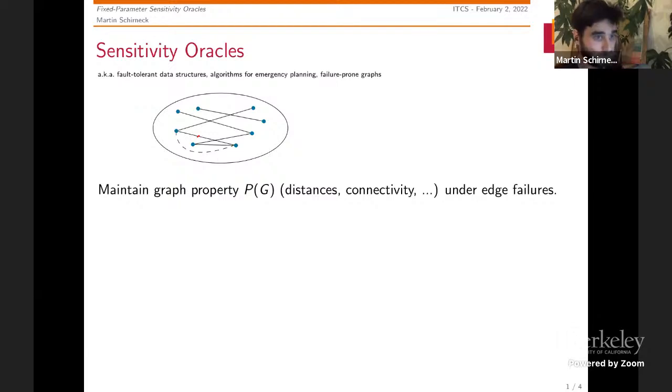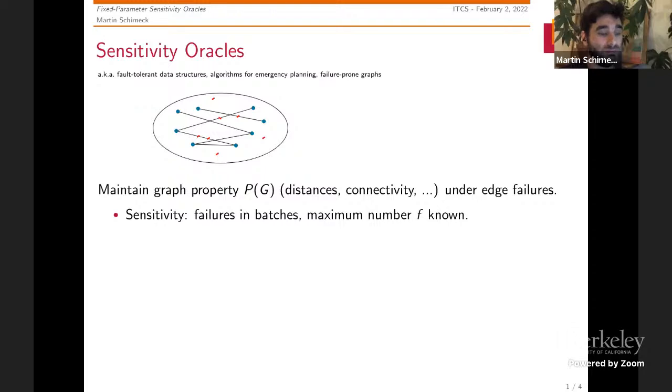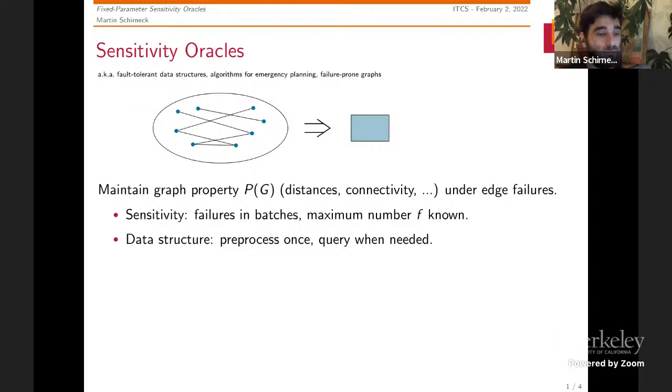The specific thing about sensitivity is that these failures come in batches, but we know their maximum number in advance. This is the sensitivity f. We know that we only have to prepare for f failures at most. This is also the main difference to dynamic graphs, where these edge modifications come one by one, but are potentially unbounded in number. And to get an oracle, we want to pre-process that graph once into a small structure that we can then query when needed. So specify some failing edges and get the graph property back.